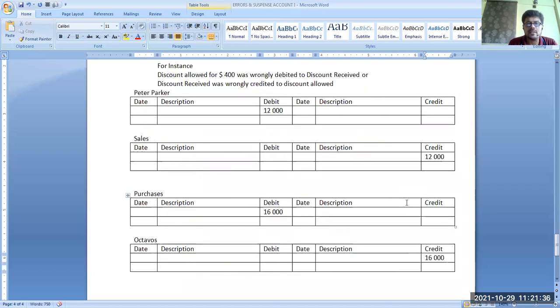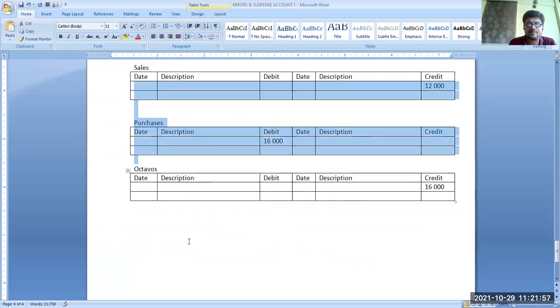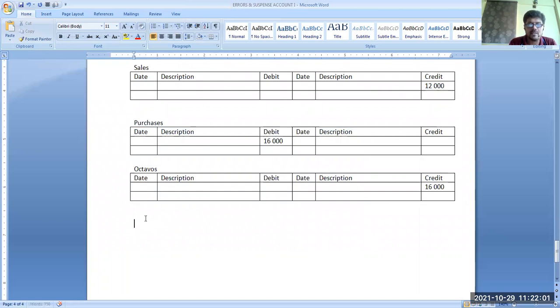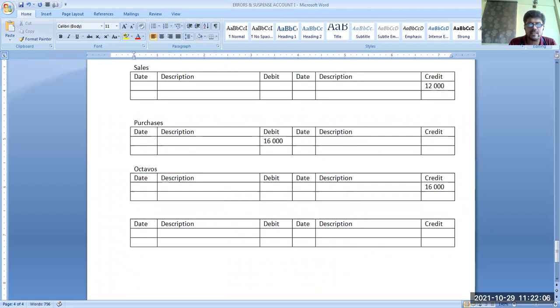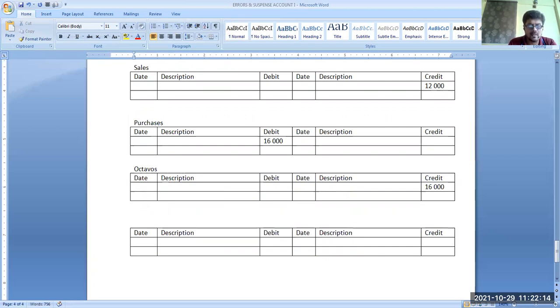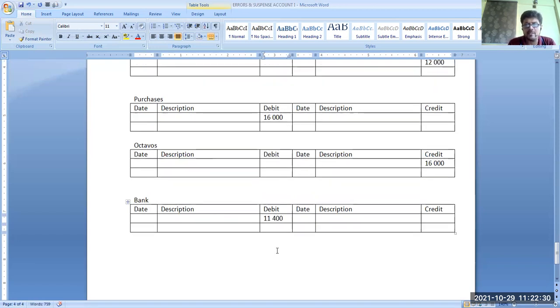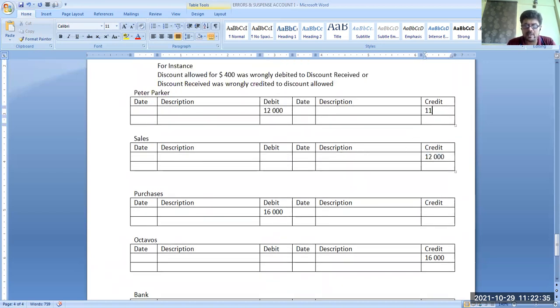Now, suppose Peter Parker is paying us the amount by check and he is availing 5% discount. So what will happen when Peter Parker pays us? He's not giving us the full amount, he's taking discount. This is the bank account. So Peter Parker will pay us 12,000 multiplied by 95%, 11,400. We debit bank, and we have to credit Parker 11,400.